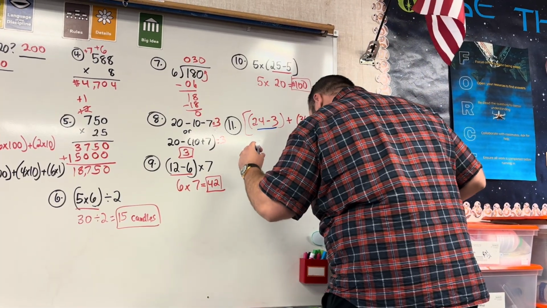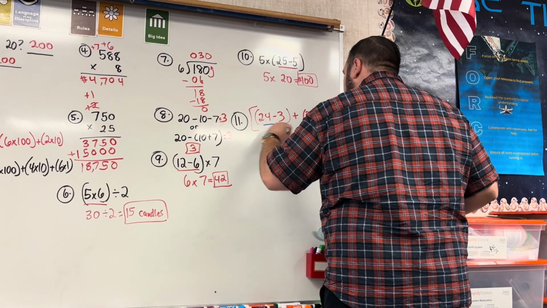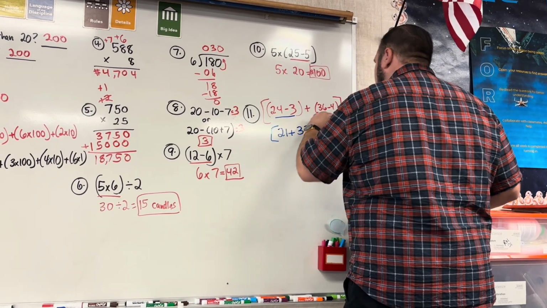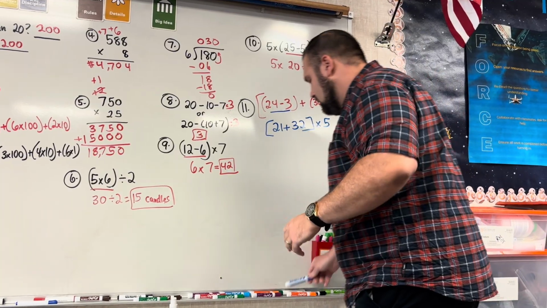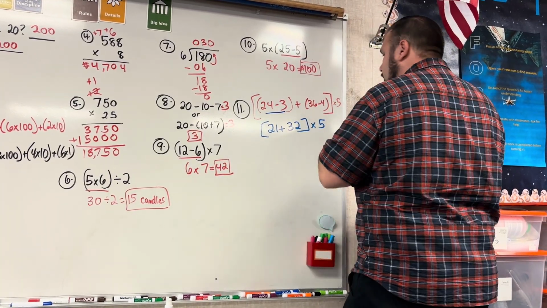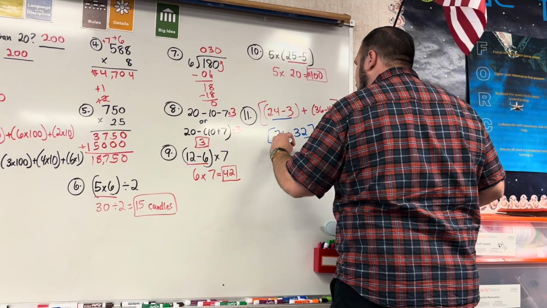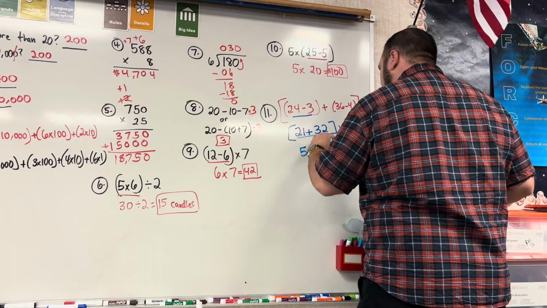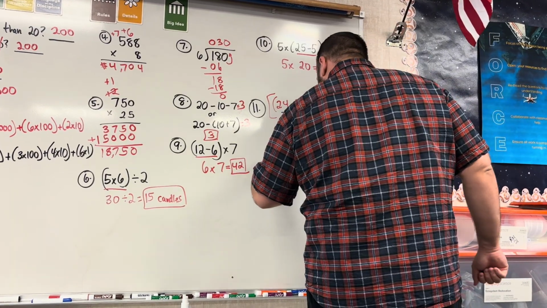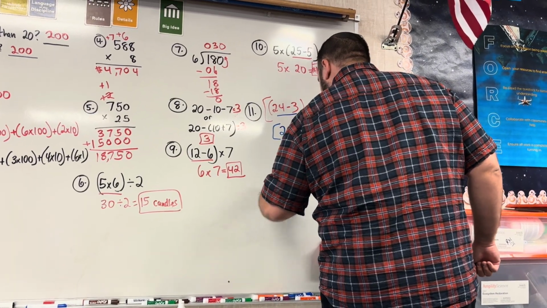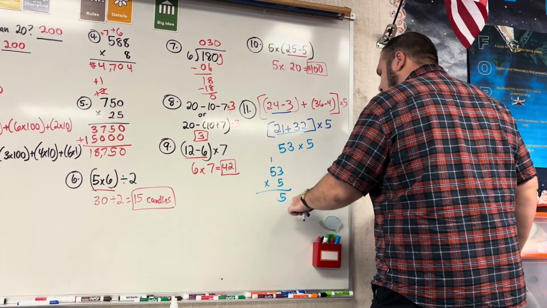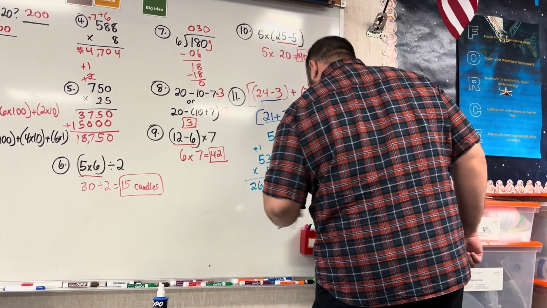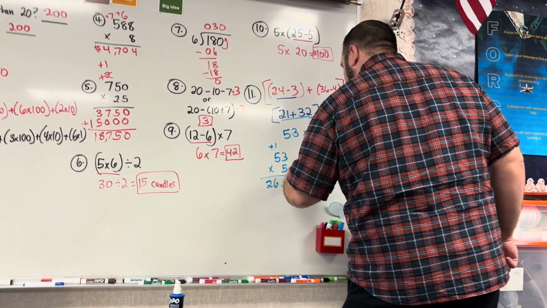24 minus 3 is 21. Plus 36 minus 4 is 32. Okay? Bring down the numbers we don't use. And now we're going to solve. 21 plus 32 is 53, right? Yep. 53. And we multiply that by 5. 53 times 5. 5 times 3 is 15. Carry the 1. 5 times 5 is 25, plus 1 is 26. So he's going to be selling 265 muffins and bagels.